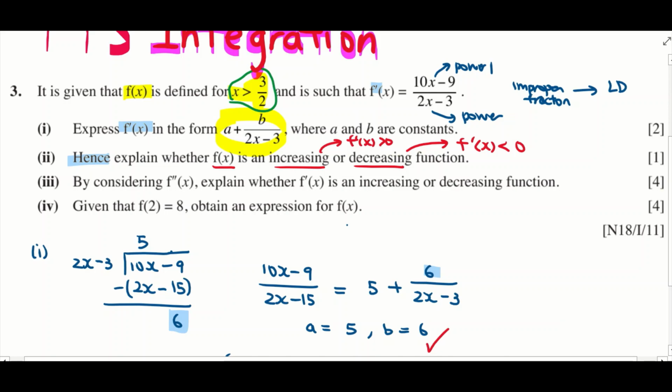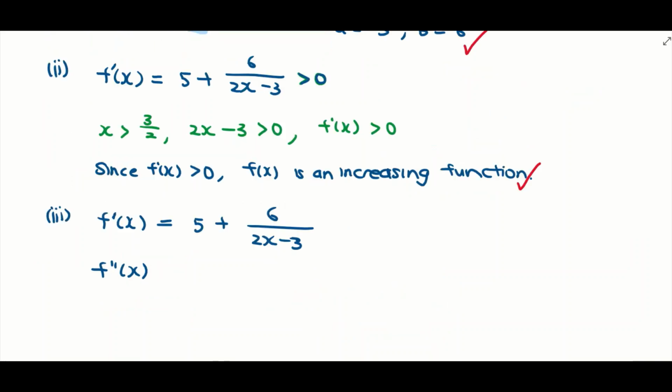Part 3 is to consider my f prime prime and explain whether f prime is increasing or decreasing. This is quite similar to part 2, but we have to consider f prime prime, and that's what we will figure out first. So from part 1, I already got my f prime. To get my f prime prime, I need to differentiate one more time.